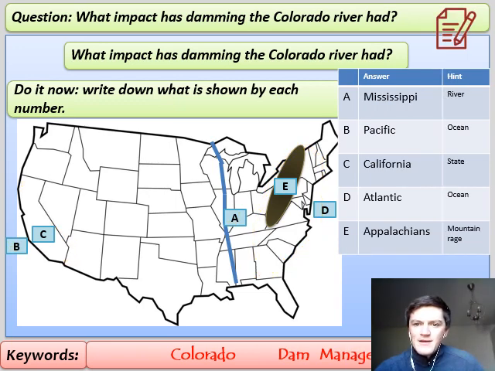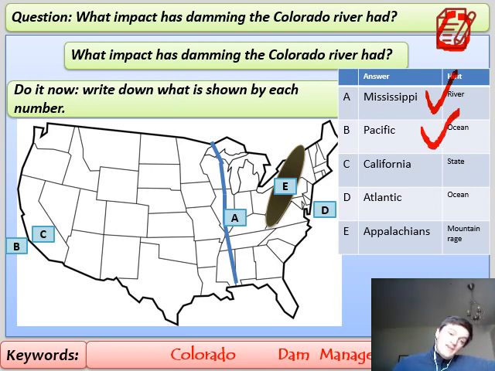So we've changed pen colour. We're now doing some self-assessment. Give yourself a tick if you've got it right. So this is the Mississippi River. Okay, this ocean on this side is the Pacific Ocean, and it connects. If you go all the way across it, you get to Asia.